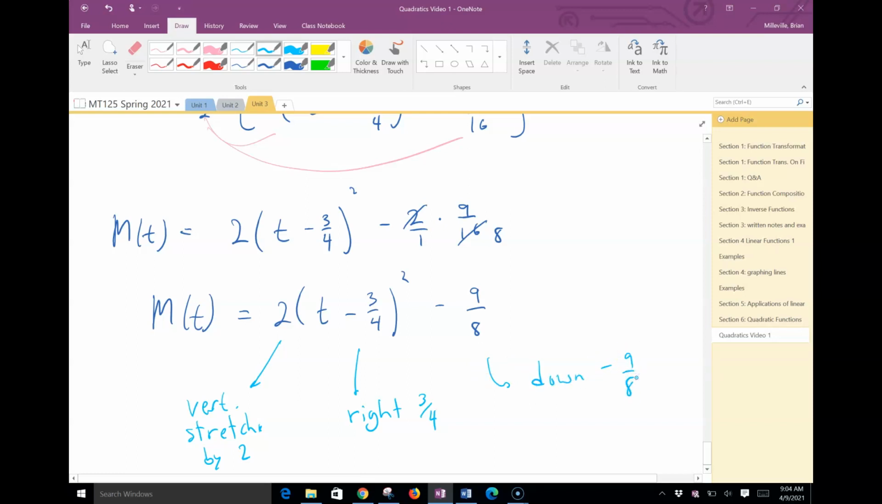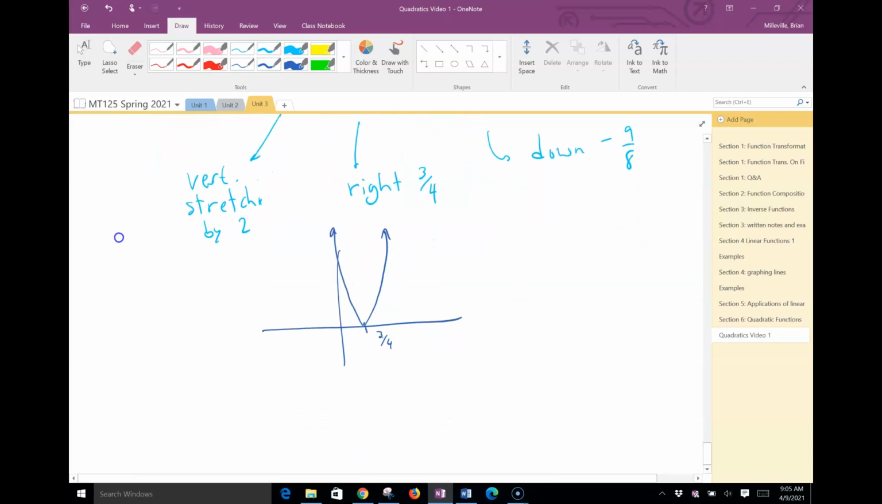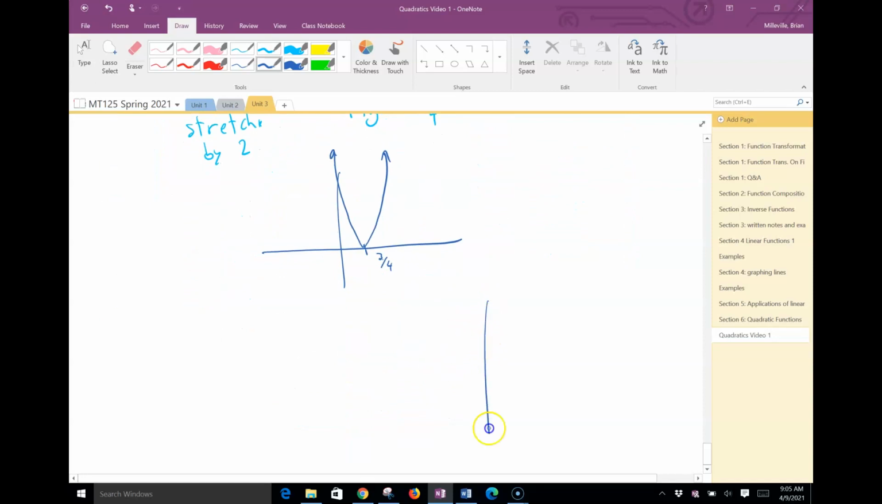All right, so again, it doesn't come out very perfect for this one in terms of nice numbers. I'll just give the quick sketch for it though. Again, we're going to go right 3/4. And then we're going to take our normal parabola, and it's going to be a little bit skinnier. And then down 9 over 8. So the final graph is going to look something like this. Again, we could check this with Desmos.